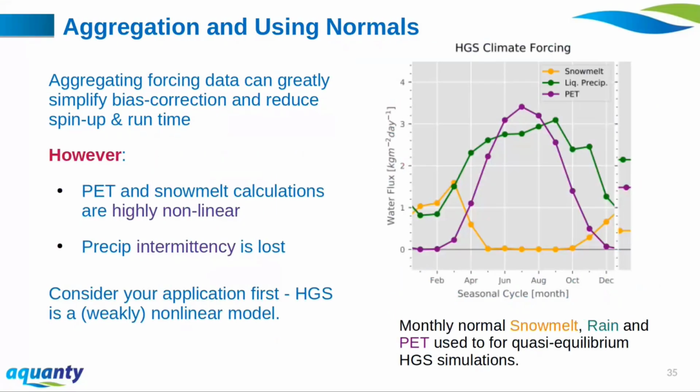Something else in this context, I personally like to use aggregated data and climate normals, especially for model spin-up. So on the right-hand side, you just see a figure of climate normals for a watershed. Purple is PET, so it peaks in summer. Green is precip, and then snowmelt is yellow. So there's no snowmelt in summer, of course. And this is, I think, for the Grand River watershed in southern Canada.